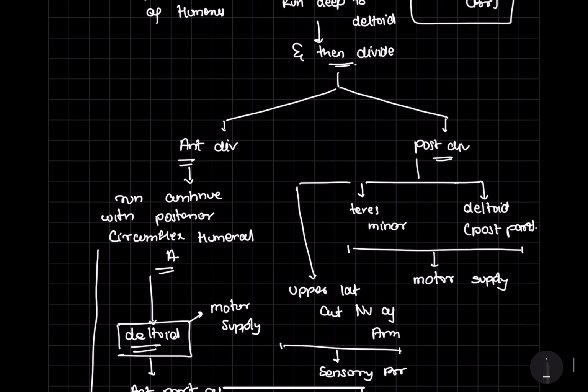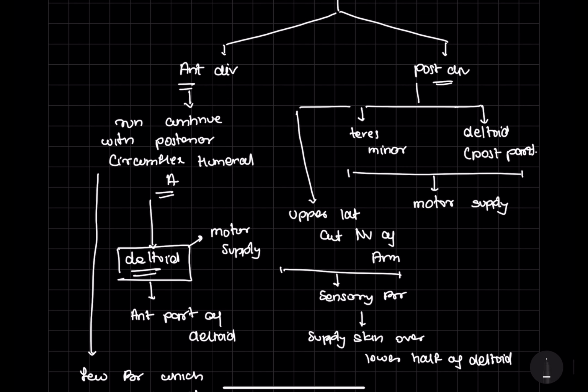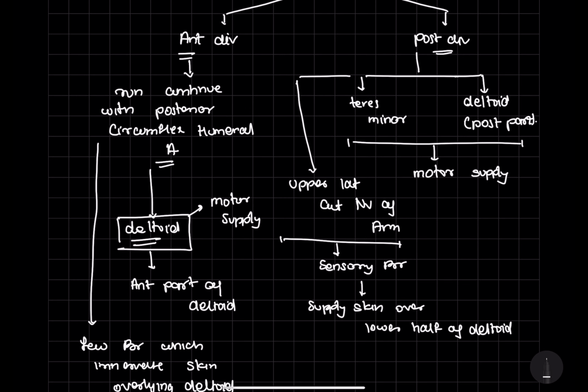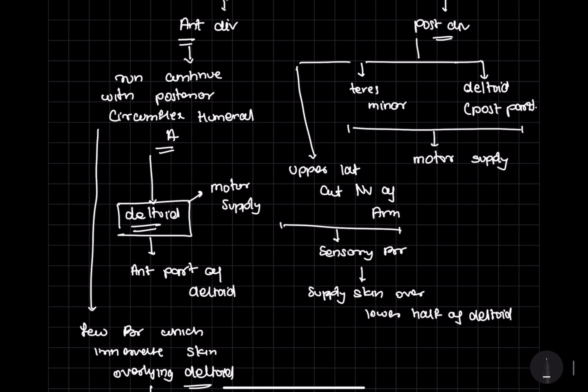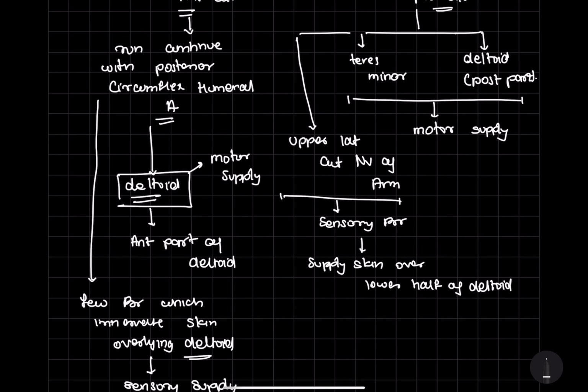and the posterior division. The posterior division gives off two muscular branches that are going to supply your teres minor and the deltoid muscle, but the posterior region, and it also gives off a sensory nerve. The sensory nerve is termed the upper lateral cutaneous nerve of the arm, and it is going to supply the skin over the lower half of the deltoid. Where is the skin located? On the upper lateral part of the arm.